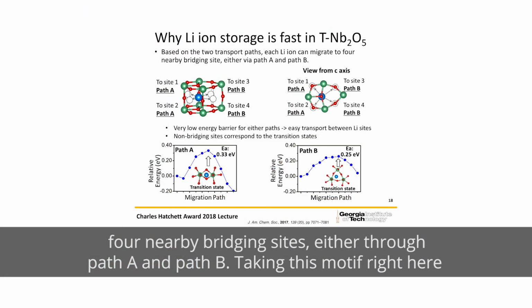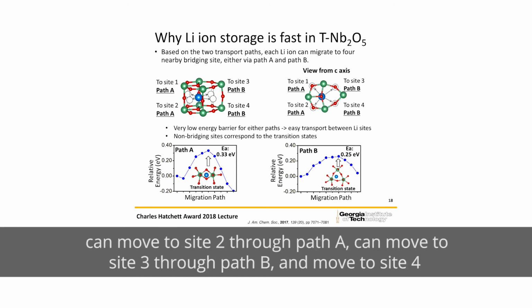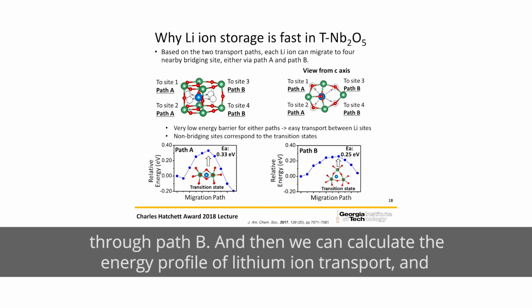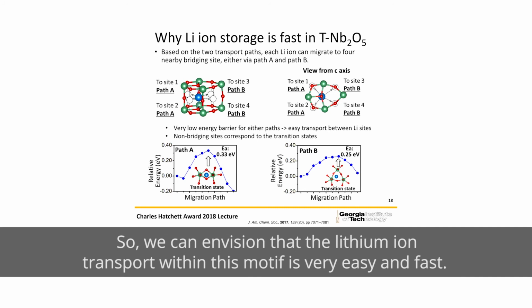Taking this motif right here as an example, the lithium ion at this bridging site can move to site 1 through path A, can move to site 2 through path A, can move to site 3 through path B, and move to site 4 through path B. And then we can calculate the energy profile of lithium ion transport, and we can find that the energy barrier of both path A and path B is very low. It's about 0.2 to 0.3 electron volts. So we can envision that the lithium ion transport within this motif is very easy and fast.